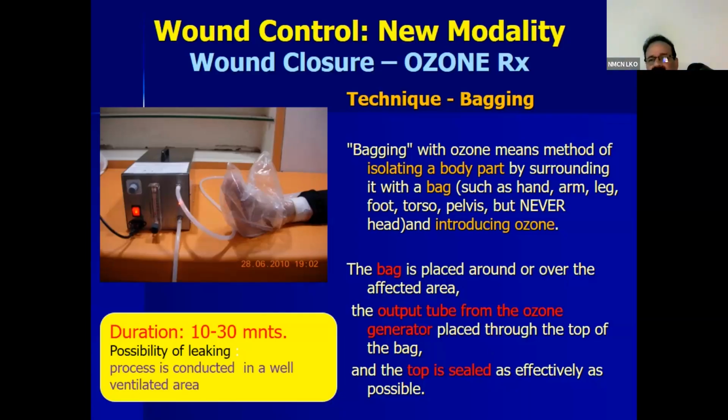The technique is known as bagging. In bagging, we apply a plastic bag around the foot where there is a wound, and then the outlet pipe from the ozone generator is put to the upper side and tightly secured so that it does not leak out. The therapy is given for 10 to 30 minutes.